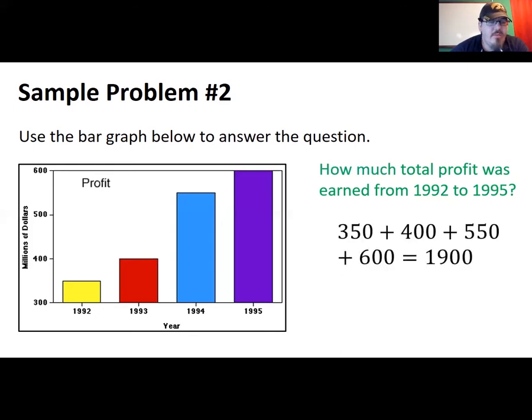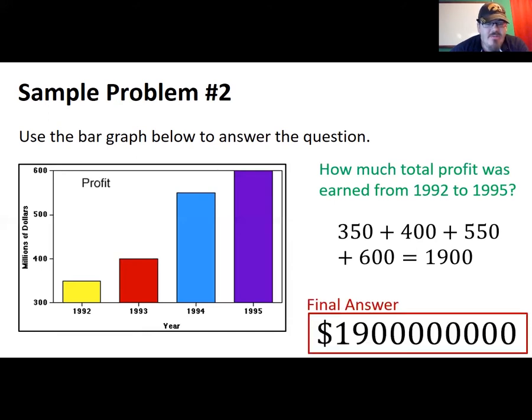So if we just start with the numbers themselves from the graph, 1992 looks like it's about halfway between the two tick marks on the vertical scale. So 350. 1993 looks to be about 400. 1994 we already determined was 550, and 1995 was 600. So we add those up and we get 1,900. But again, we have to interpret that in the context of the scale. It's 1,900 million. So when you add on some zeros and get that to the right place, our answer ends up looking something like this.